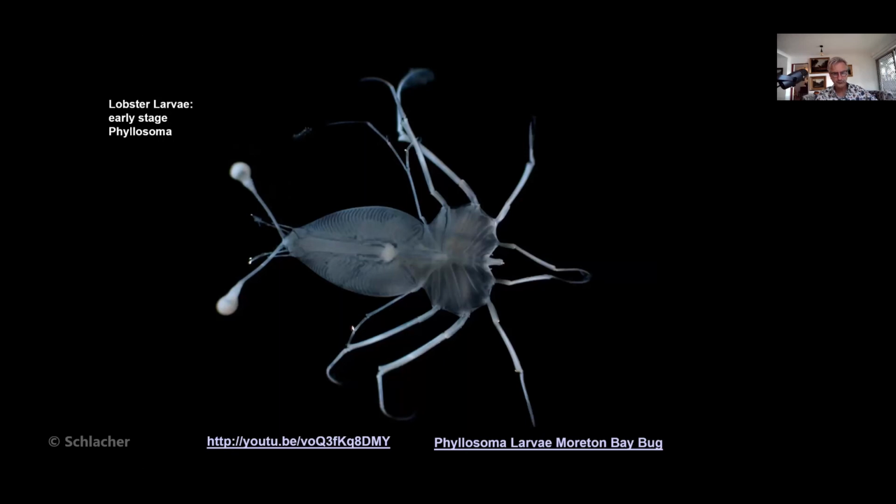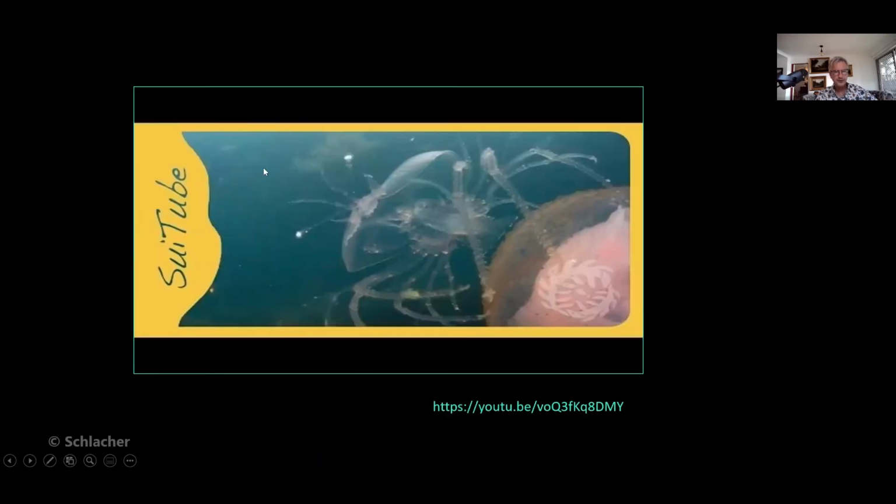Here's another one from a Moreton Bay bug. This is the front. Here are the eyes. Look at this video here. It's a Japanese one. Look, does it work? Where we see one of those big lobster larvae riding a jellyfish.